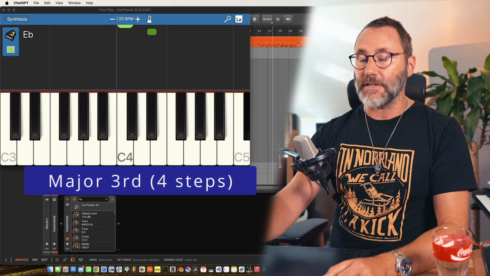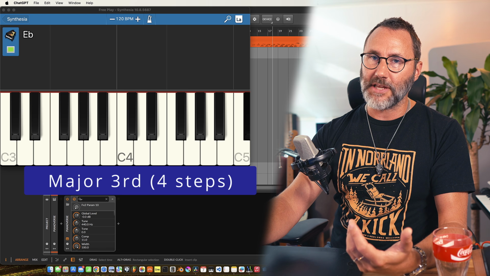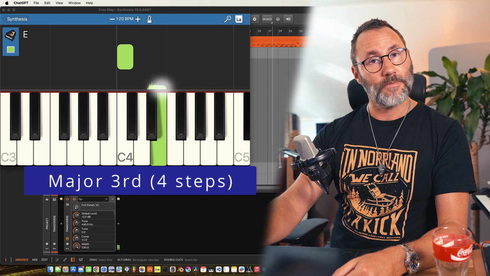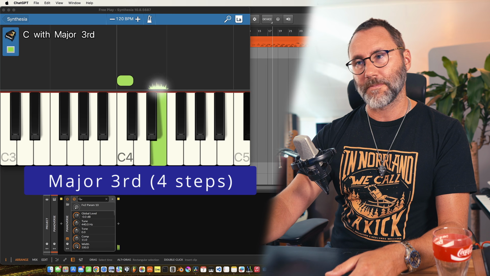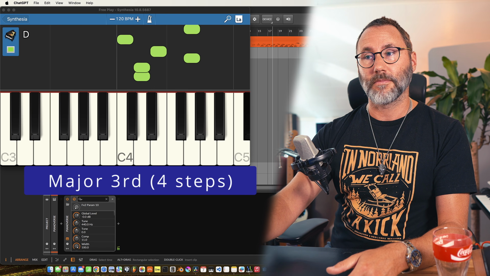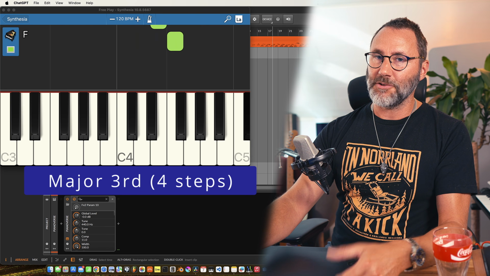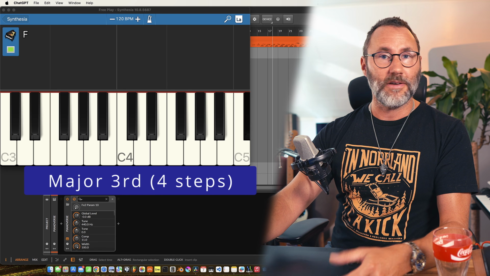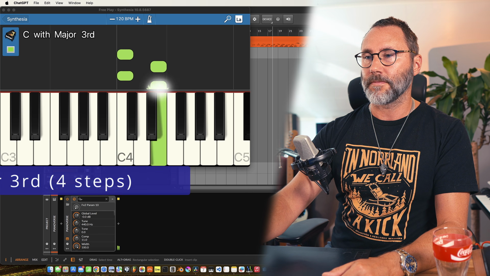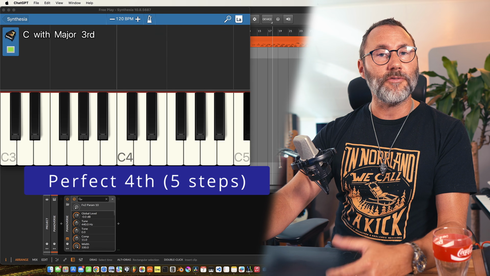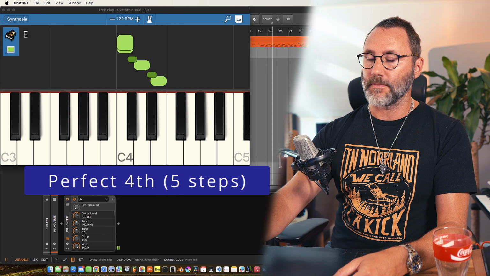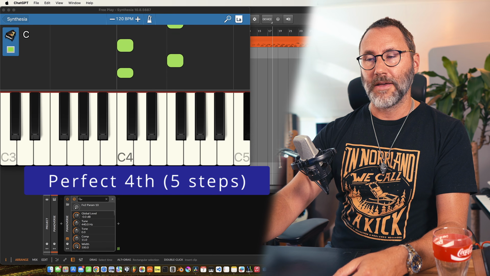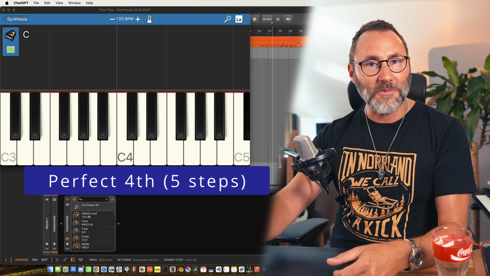The next interval is the major third, and that's 4 steps away from a root note. And this interval is very common in many melodies. You can find your own song to connect with the major third. The next one is called the perfect fourth, and that's 5 steps away from a root note. And I connect that with Hej tomtegubbar in Swedish.